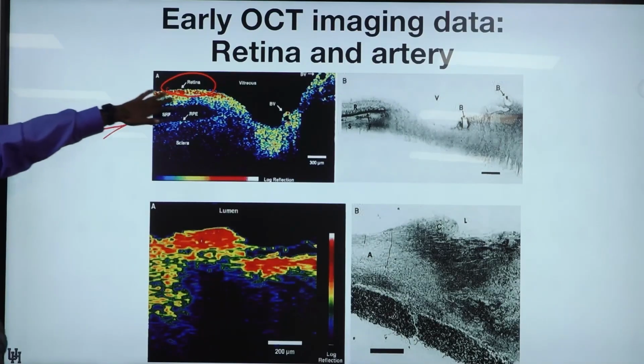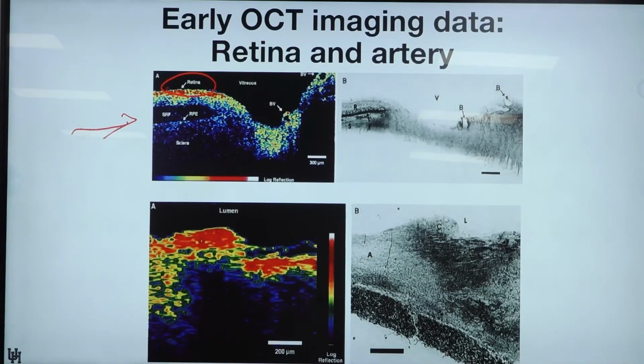That's essentially what we are seeing here without actually doing any cutting. You can imagine how this is useful, right? Because you are actually getting images as though you are cutting the tissue without actually cutting it. And that's the big advantage of OCT.